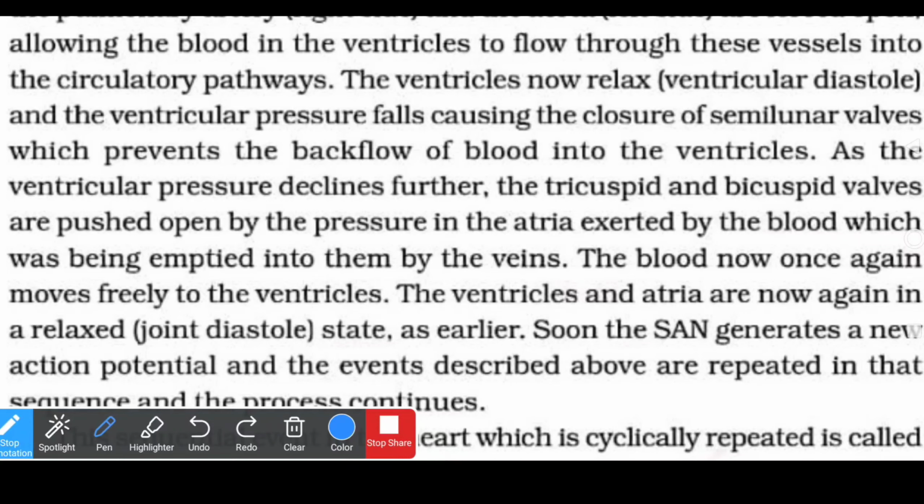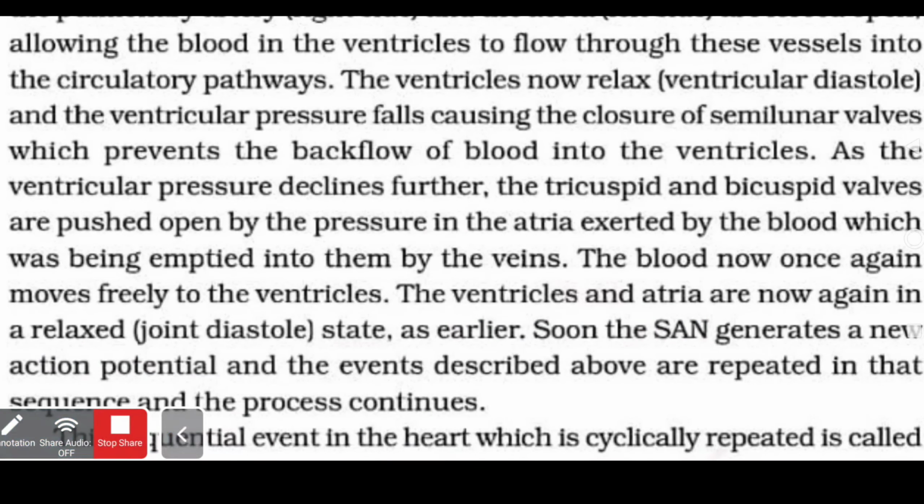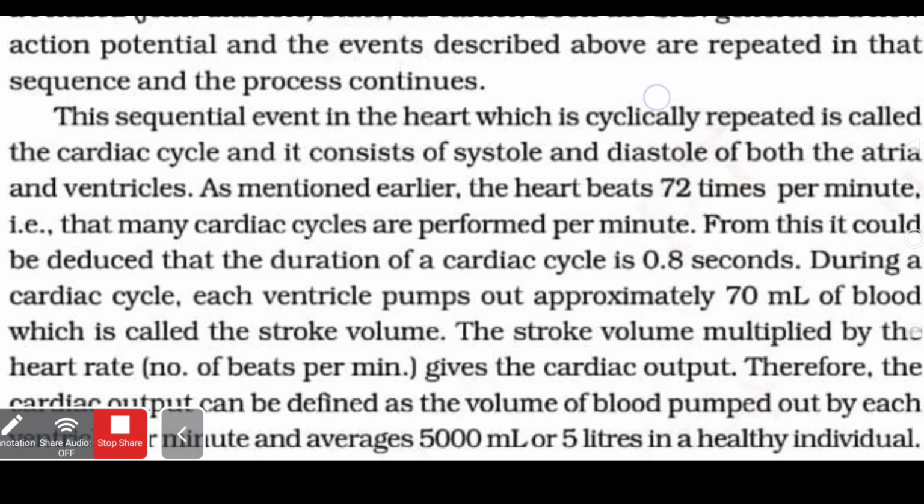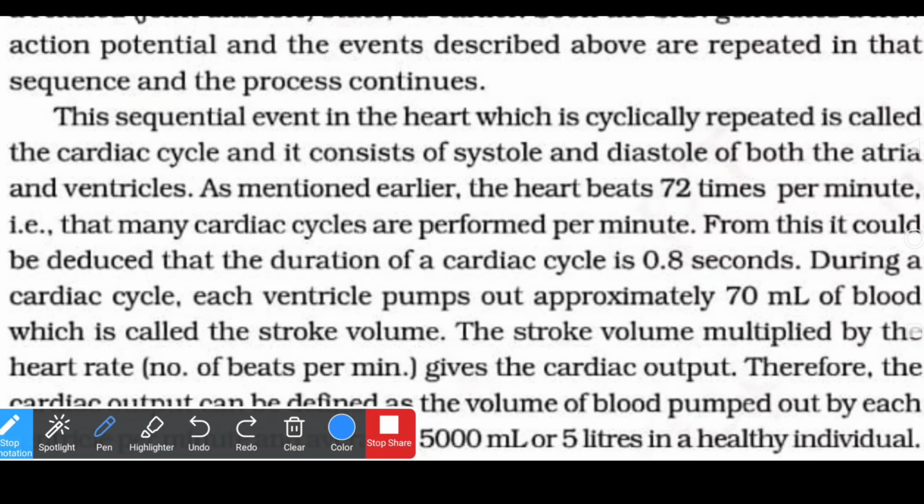So now the blood once again moves freely from the atria towards the ventricle. And now both the ventricles and the atria are in the relaxed phase. As shown earlier, the SA node generates a new action potential, and the events described above are repeated in sequence, and the process continues. The sequential events in the heart, cyclically repeated, are called the cardiac cycle, which consists of both diastole and systole.